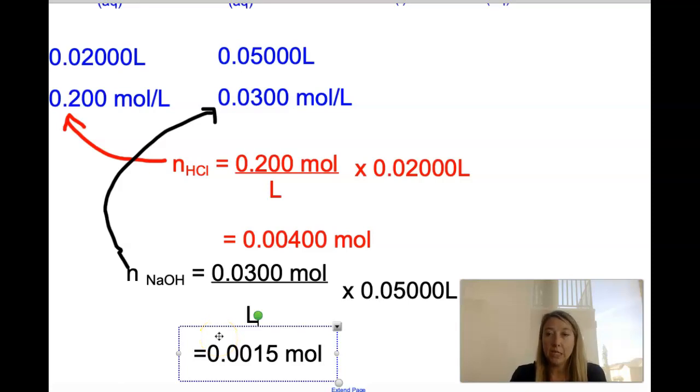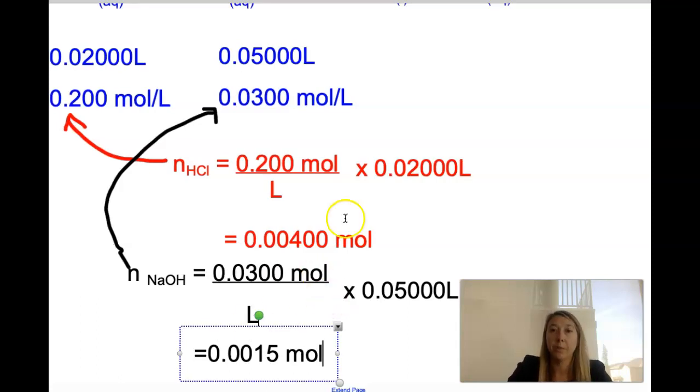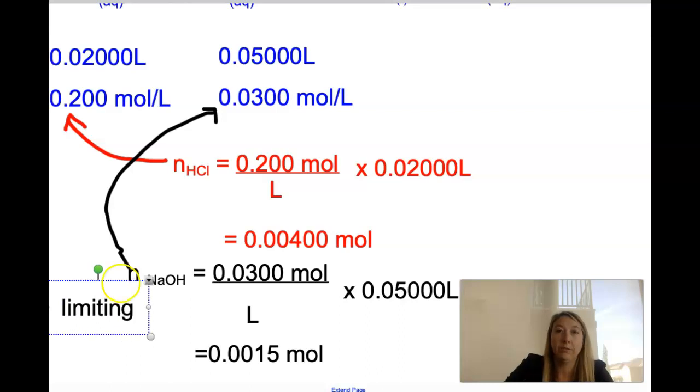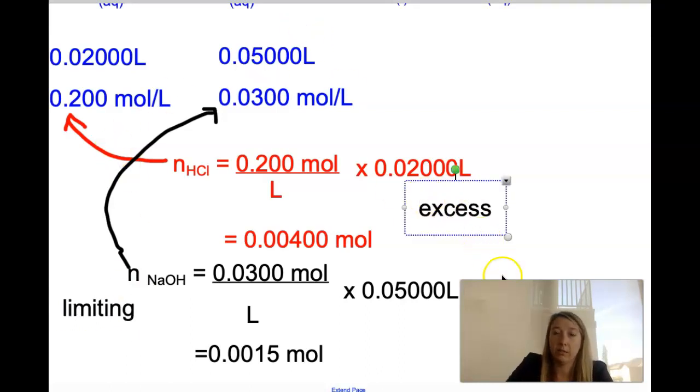And if you remember back to limiting reagents, we always said whichever one you have the least of is the one that you are going to entirely consume. So that is telling me that the NaOH is my limiting reagent and the HCl is my excess.